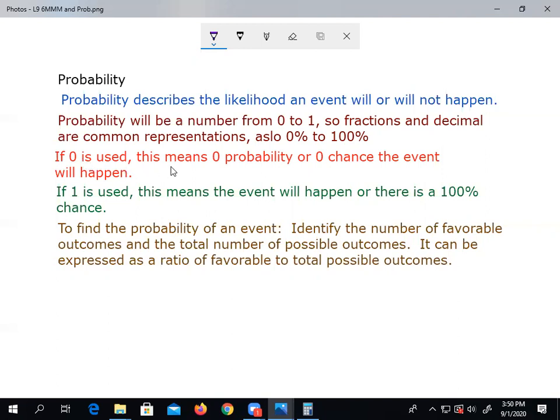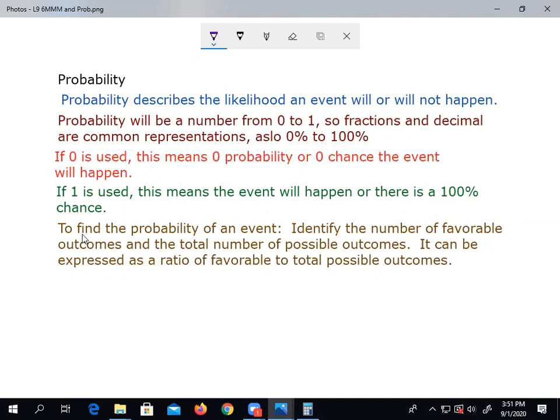If 0 is used, this means 0 probability or 0 chance the event will happen. So 0 means the event's probably not going to take place. It's very, very unlikely. It won't happen. 1 is used to mean that the event will happen, or there's a 100% chance that it'll happen. So if a probability is 0, the event is not going to happen. If the probability is 1 or 100%, that means the event is going to happen.